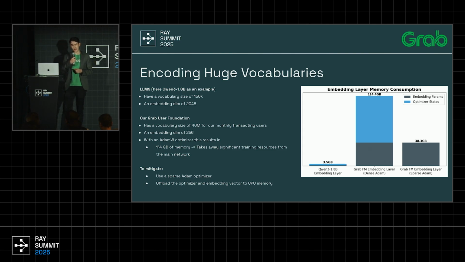The second thing we can do is, because we don't have that many IDs in a single batch, that we do not necessarily need a GPU for the embedding layer. We can offload the embedding layer and the state of the optimizer to CPU, completely freeing the GPU from the embedding layer and having the full capacity to train our main model. Are we done yet?